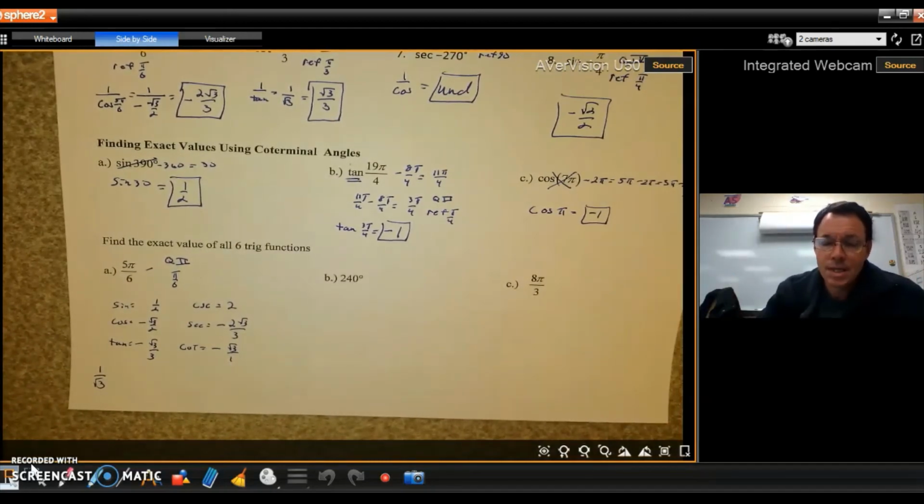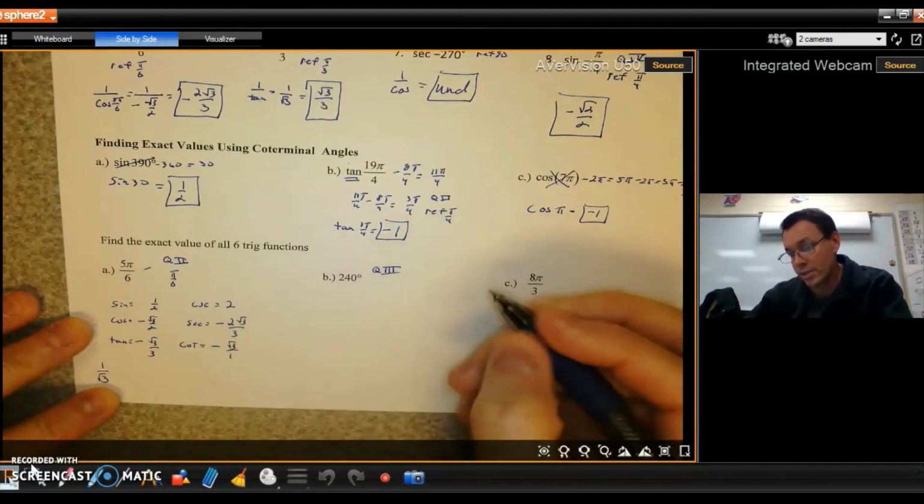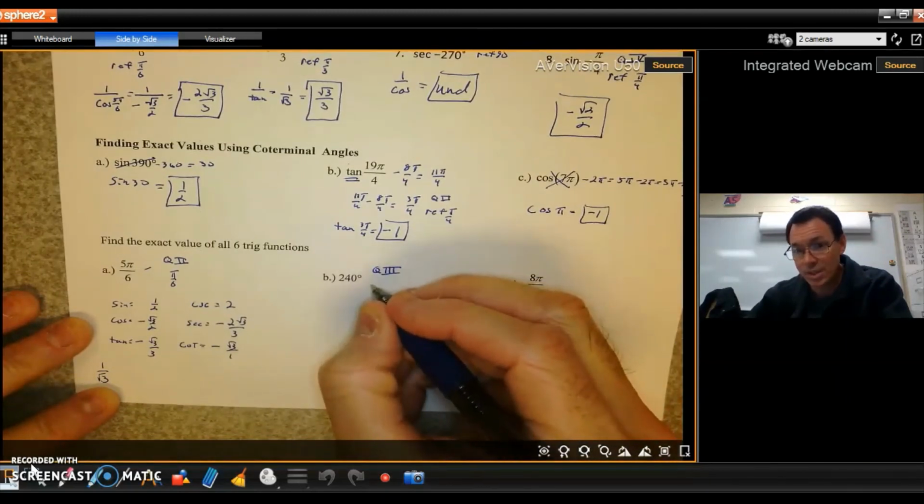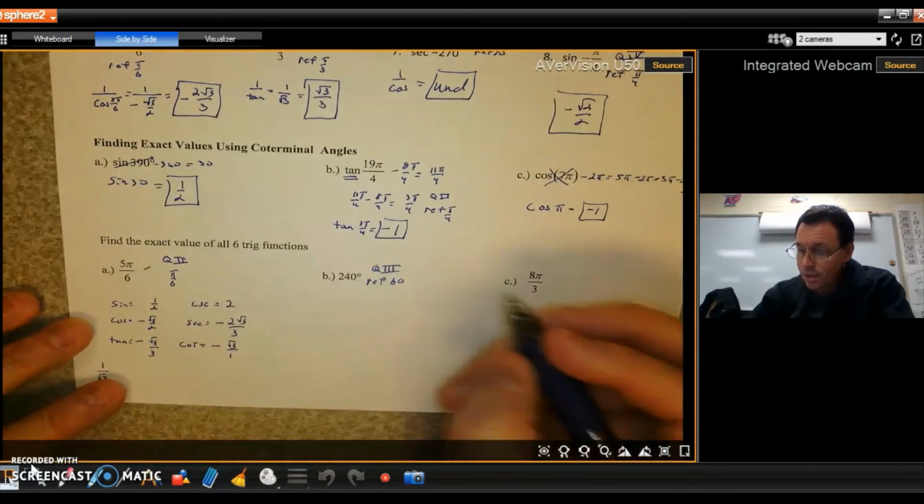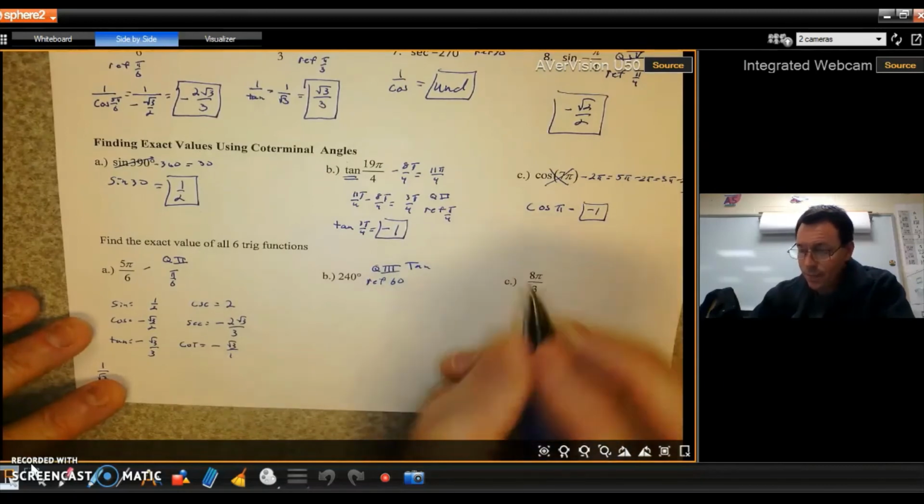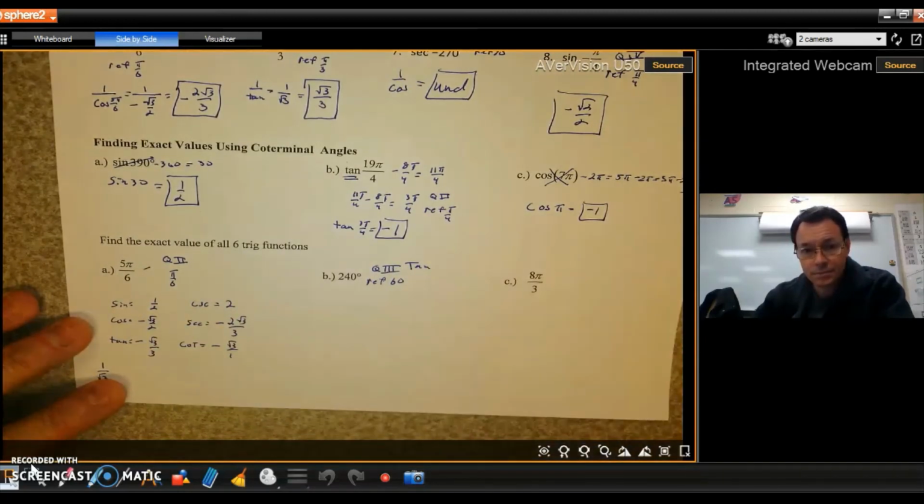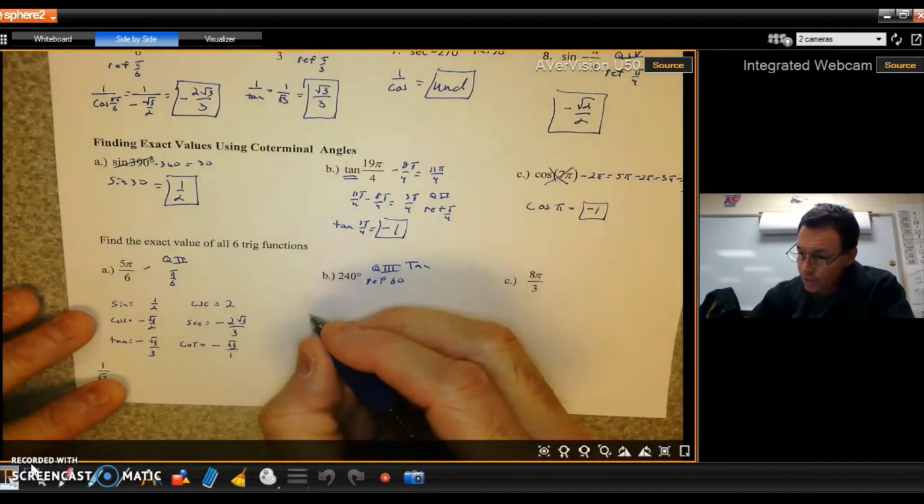Same with B. Look at B. 240. Where is it? What quadrant? It's in quadrant 3. By how much? How much have we gone into quadrant 3? Well, we've gone 60 degrees past 180, so that's our reference angle, 60. So, if we're in quadrant 3, tangent is going to be positive. The other two are going to be negative. And we're just going to write down all the ratios that we see under the 60-degree angle.